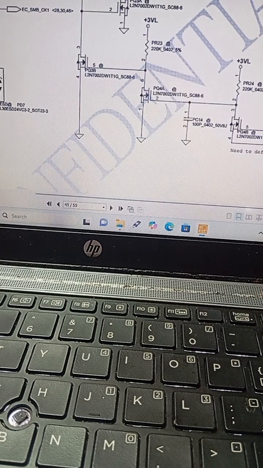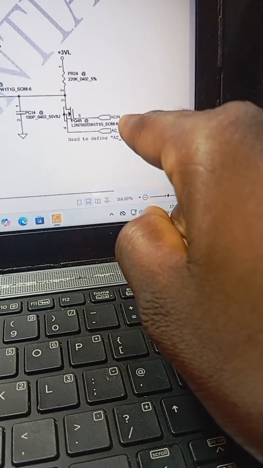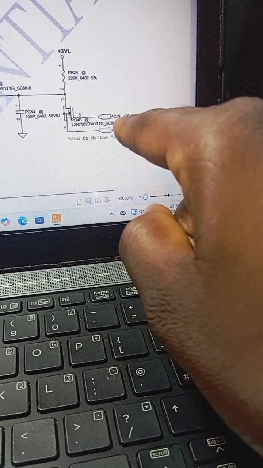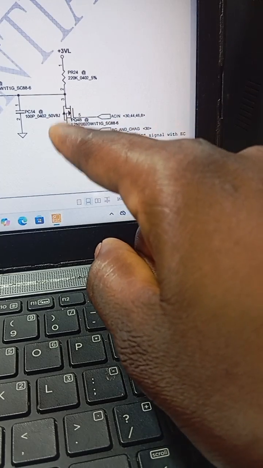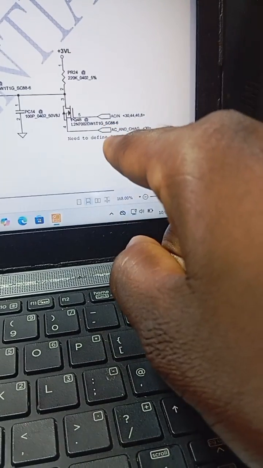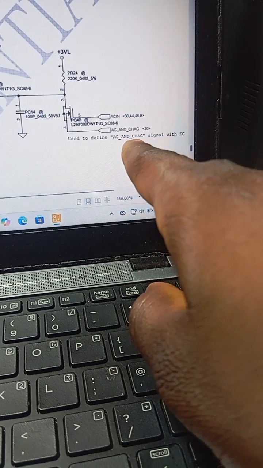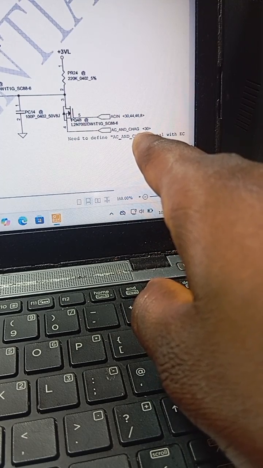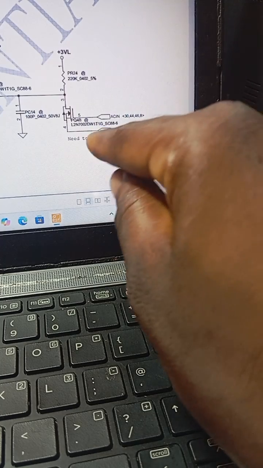So this AC in, meaning that when your power jack or your power cable is coming, your power charger is connected, the AC in will give you what? Will give you 3 volts, which will go to this MOSFET. We also have AC and charger, which is like greater than 30 or lesser than 30. So that's what we have on the AC in charger.